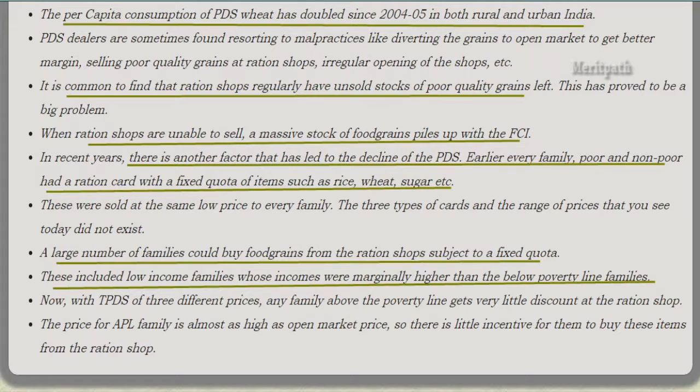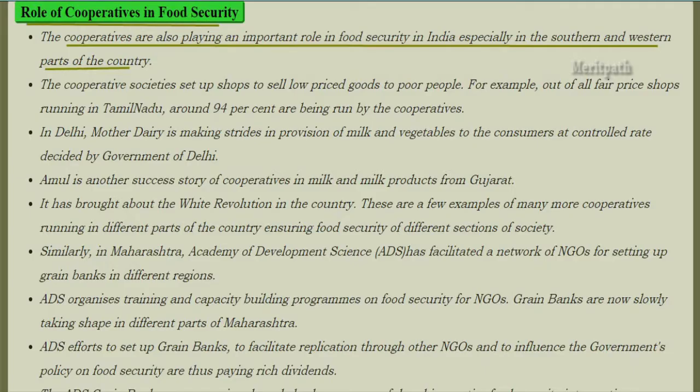Now with the targeted PDS system of three different prices, any family above the poverty line gets little discount at the ration shop. The price for an APL family is almost as high as the open market price. Next, the role of cooperatives in food security.